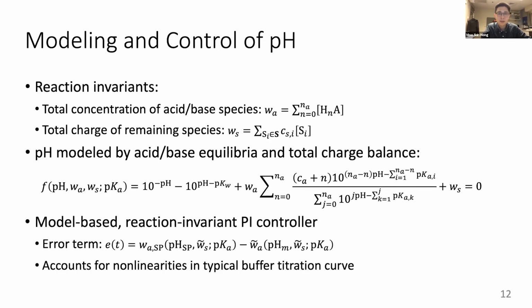And what we do with this developed pH model is that we have implemented a PI controller that is based on the reaction invariants instead of pH, which are now governed by linear dynamics. This accounts for the nonlinearities in directly controlling pH. And you will know from the typical buffer titration curve that it is actually a big problem.